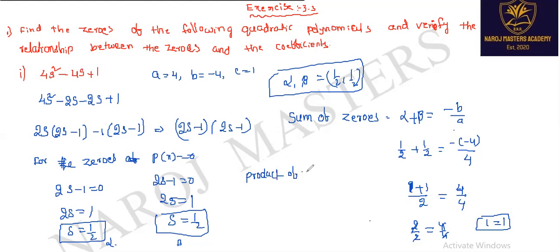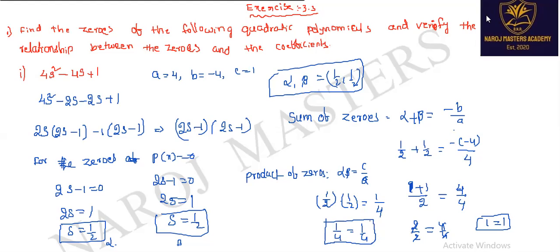Product of zeros, that is alpha into beta is equal to c by a. Alpha is 1 by 2 into beta is 1 by 2, equal to c by a, which is 1 by 4. So 1 by 2 into 1 by 2 is 1 by 4, equal to 1 by 4. So here the product of the zeros is also verified. Hence these are the zeros of the given quadratic polynomial.